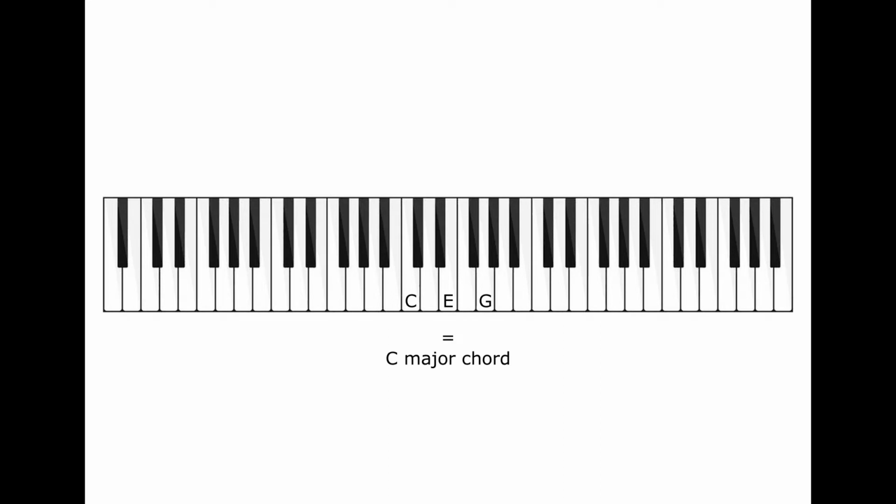Let's give the notes numbers. C is the first note, D is the second note, etc. If we play the first, third and fifth note of a C major scale at the same time, we get a chord. It sounds bright and happy regardless of what instrument we play it on. It's a C major chord.